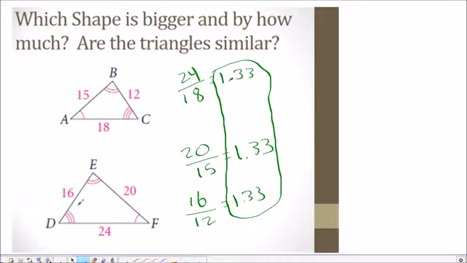Then we needed the sides to be proportional. And that means when we compare them with division, we get the same answer. And look, 1.33, 1.33, 1.33. So our answer is yes.